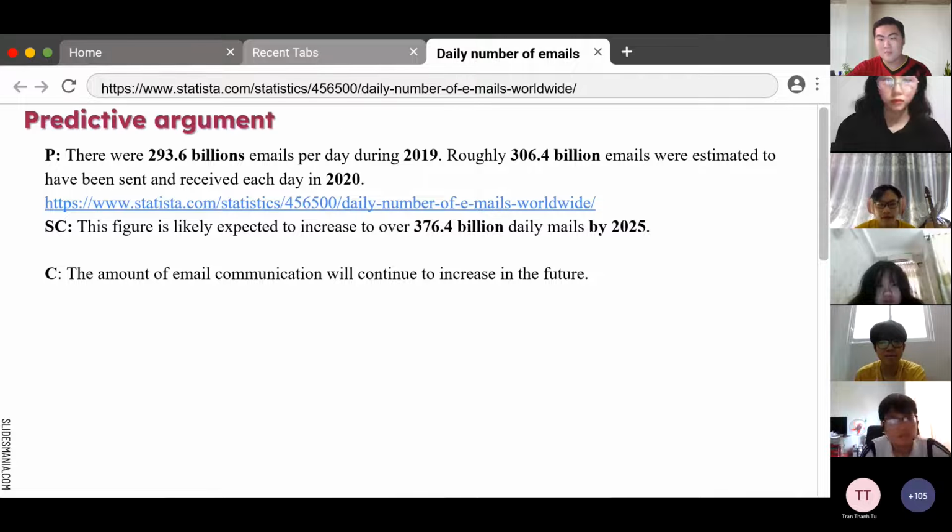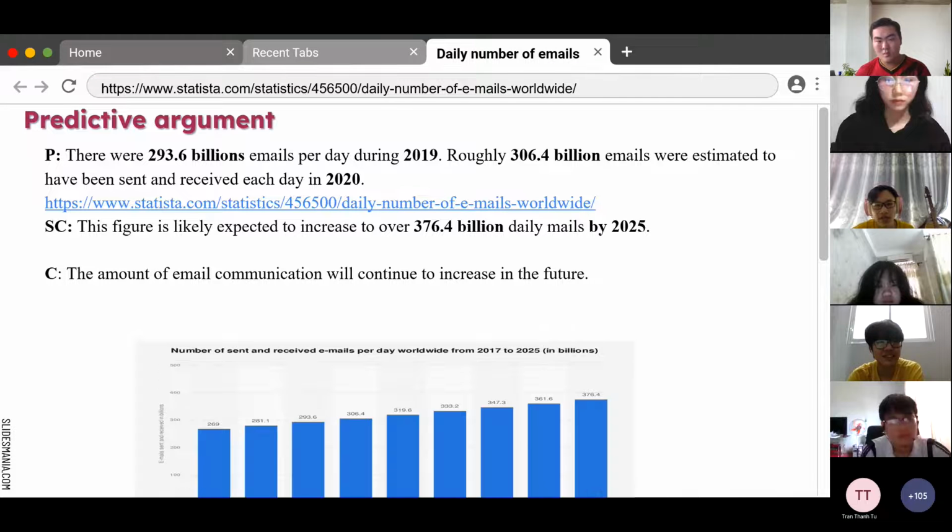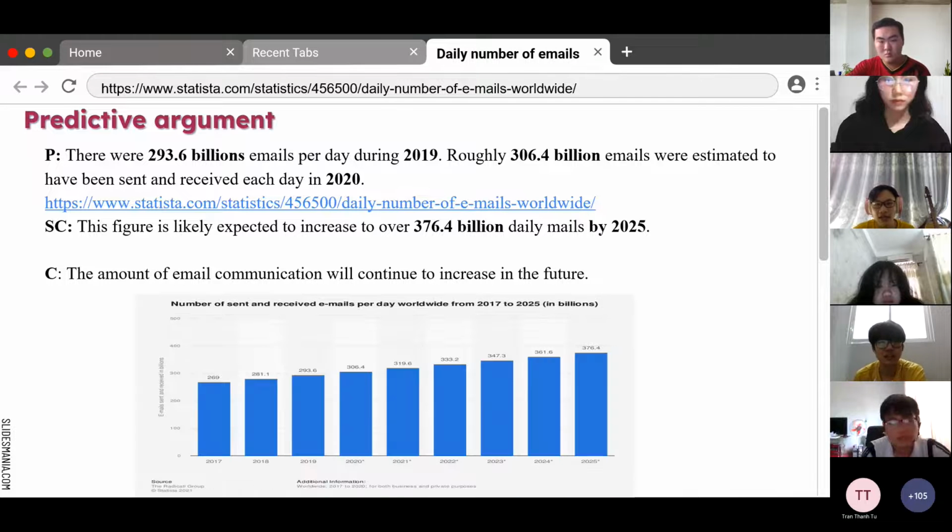Hi everybody. Firstly, we will discuss what a predictive argument is. A prediction is a statement about what may or will happen in the future. In a predictive argument, the prediction is supported with reasons. Predictive arguments are among the most common patterns of inductive reasoning.